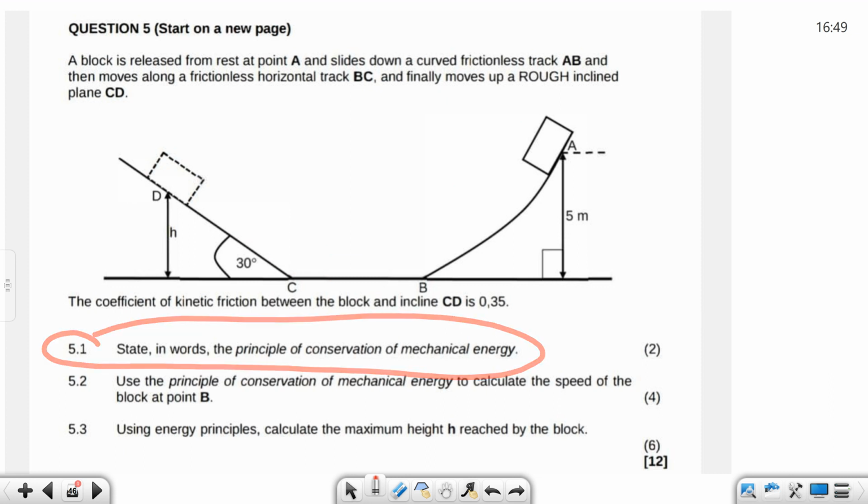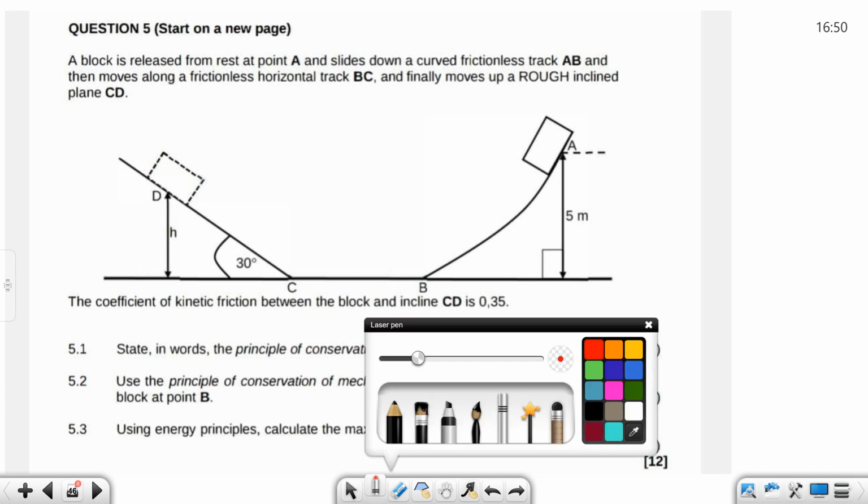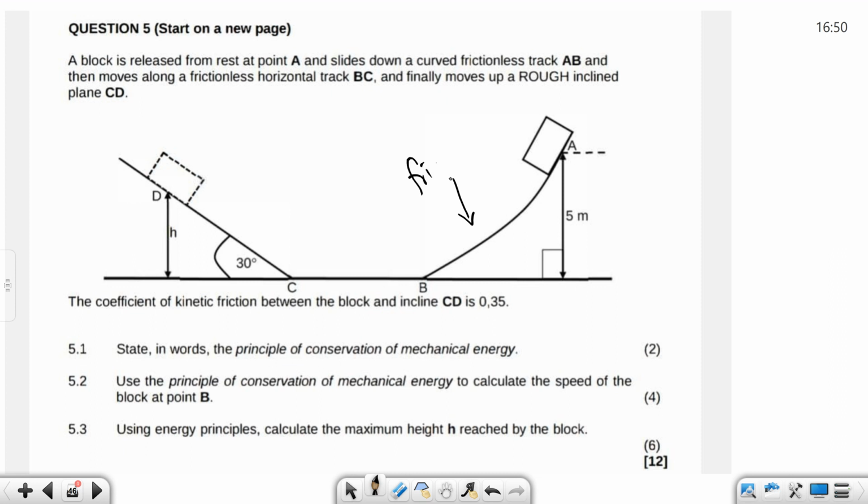Okay, let's read. A block is released from rest at point A and slides down a curved frictionless track. Remember what we said. This is now frictionless. Make notes for yourself. Frictionless. If it's frictionless, is anything pushing the object? No, there's no applied force. So we're saying no friction, no applied, and there is no tension. So no forces, which means it is an isolated system. Because there is no friction, there is no applied, and there is no tension.